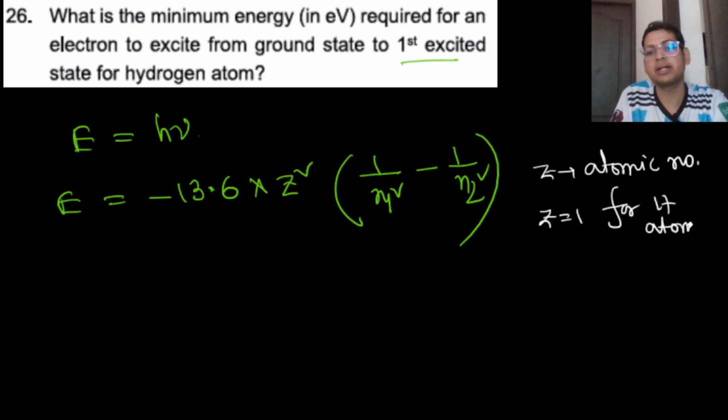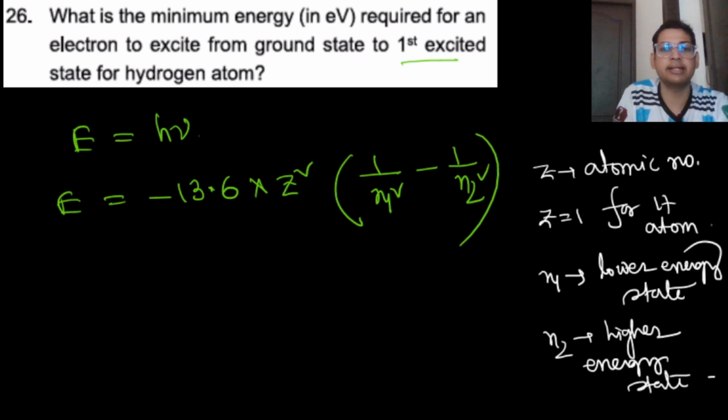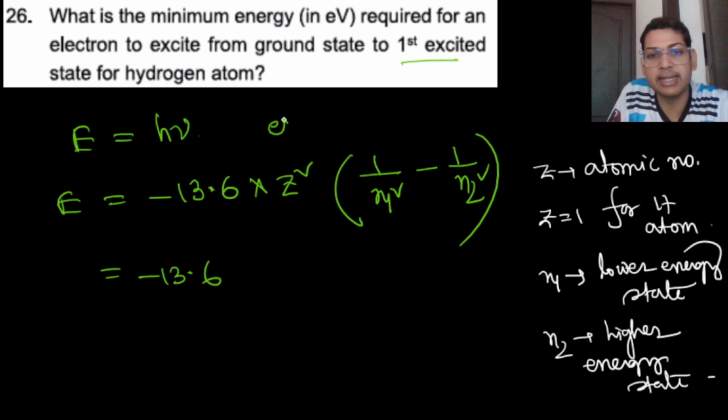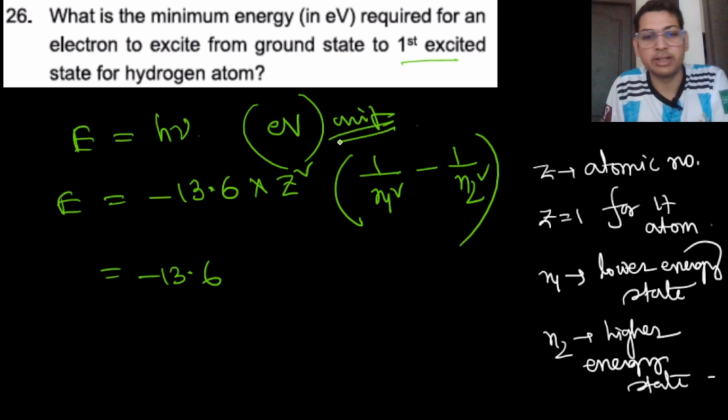For hydrogen, atomic number is 1. Okay. Sir, what is N1? N1 is always the lower energy state. Sir, what is N2? N2 is the higher energy state. Okay sir, I understand. Then what is given? So it will be minus 13.6, and please listen carefully, this equation you can only use when you are working in electron volt units.